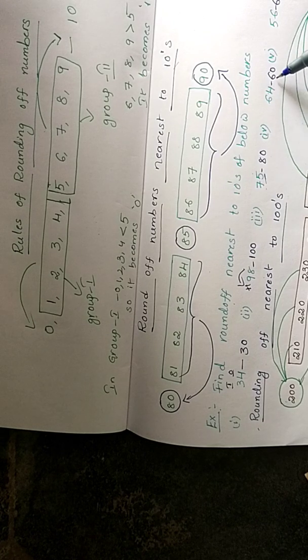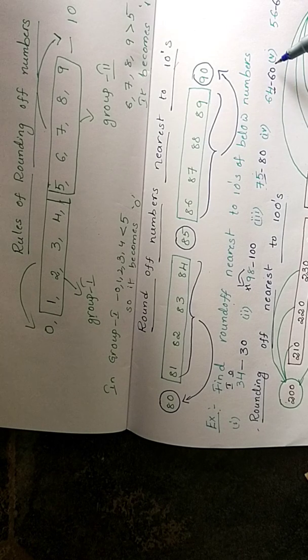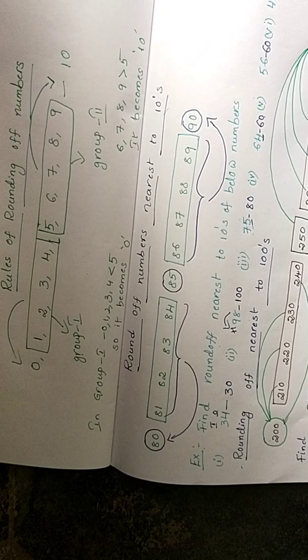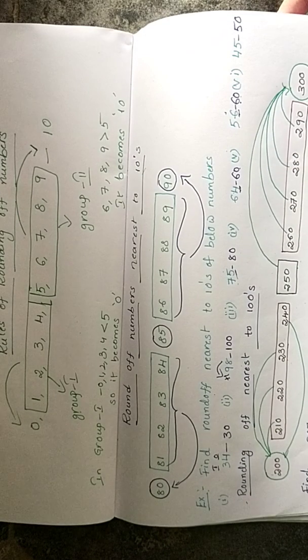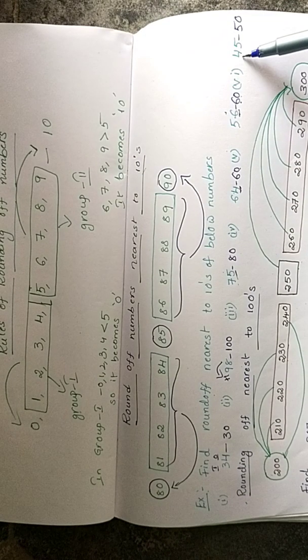64. Okay, 64 also. Here 4 is less than 5, so 4 will become 0. But 6 does not change. When the digit in the ones place is greater than or equal to 5, then the tens place also changes. Otherwise no. And next, 56. Here in the ones place is 6. So 6 is greater than 5. That's why we add plus 1 to the tens place 5, making 6, and 6 will become 0. 60. 45 is also the same. It is nearer to 50.